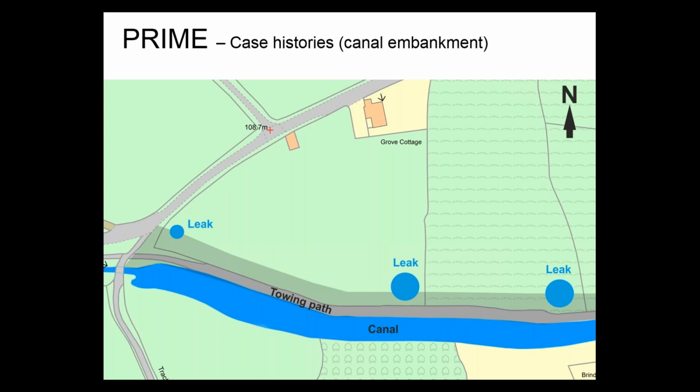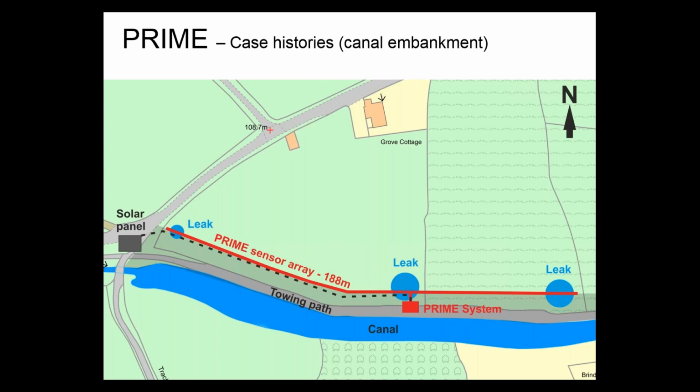Three known leakage areas were identified within this area. There are probably more. Not all of these leaks could be observed at the surface. Some of them were only expressed in the subsurface.